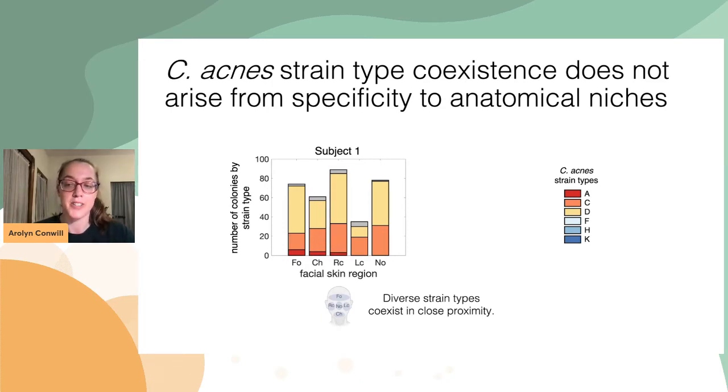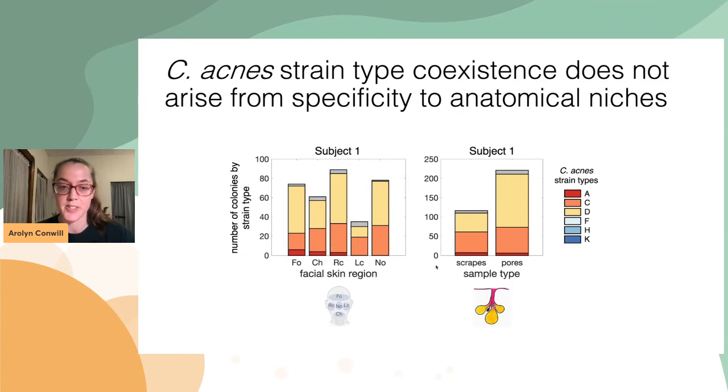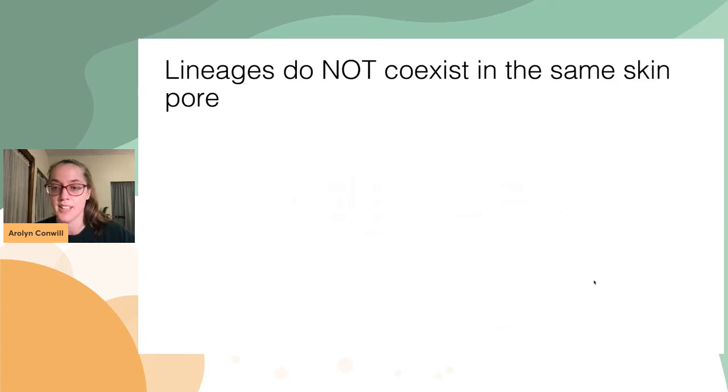But you might imagine that there could be niche specificity to the skin surface versus pores, which we know differ in oxygen concentration and nutrient levels. But we don't see a difference between strains we find on the skin surface and inside pores. This is using our 2 different sampling techniques. And so what we've learned is that C. acnes strain coexistence doesn't arise from specificity to anatomical niche.